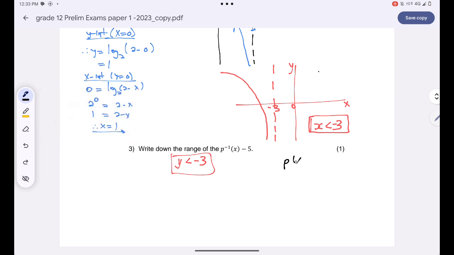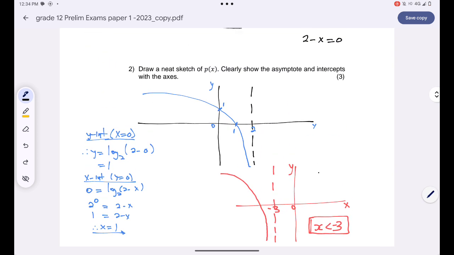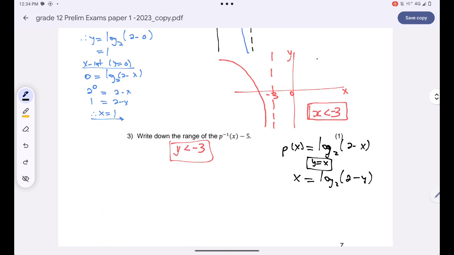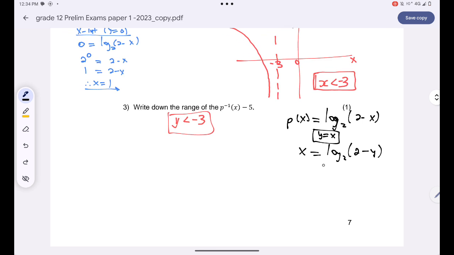Né? p of x is given to us as the log of 2 minus x base 2. For my inverse, I must just reflect it on the line y equal to x. That means I must just interchange both x and y. Are you together? I must just interchange both x and y. Okay. And then I'll end up having 2 to the power x being equal to 2 minus y. And therefore y is just equal to negative 2 to the power x plus 2.